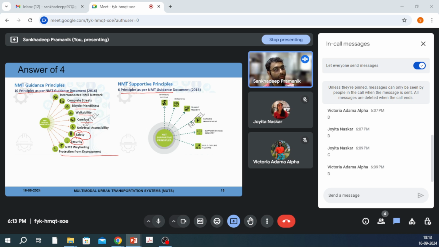And the supporting principles are additional: it supports the informal sector, it supports mixed use of a place. It also includes transit priority, parking management, and building cycling culture. These things can additionally be grown with non-motorized transportation planning. But while planning we have to keep in mind these 10 aspects, and these 6 aspects will come later, maybe at a secondary stage. So these are supporting principles.